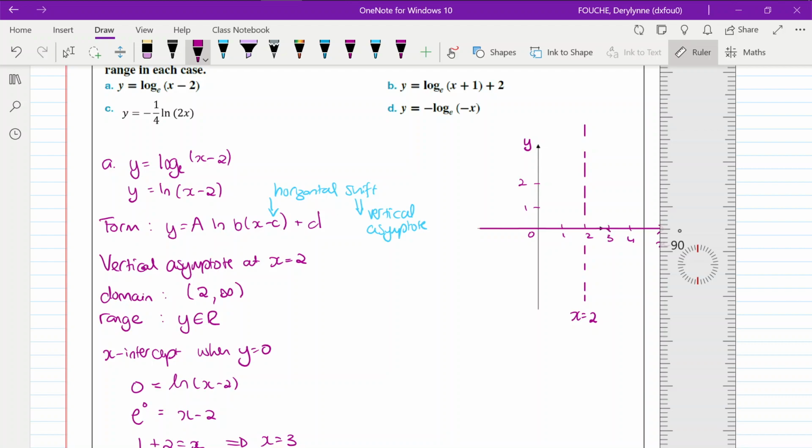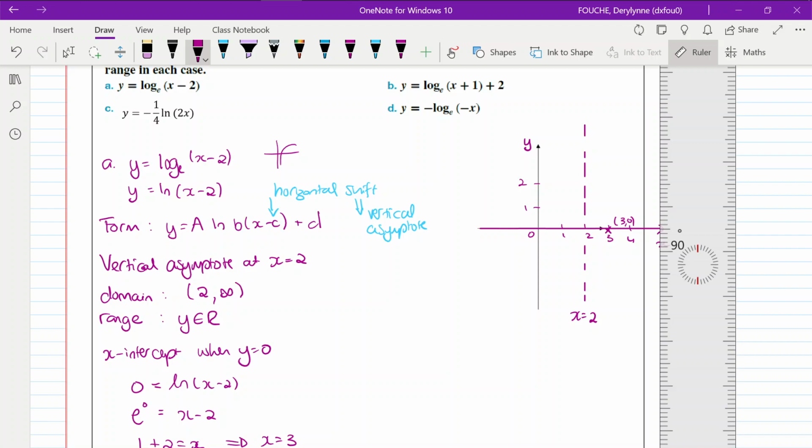Cool, so I've got a point. There we go, 3 and 0. Now, I know from my equation, and it's a positive log graph, I'm expecting something that looks a little bit like that. But I don't have any idea about the shape or anything. So I'm going to pick another logical point. Now, you can choose that point. It doesn't matter which point you choose. But if you pick your point carefully, you'll get a nice round number.